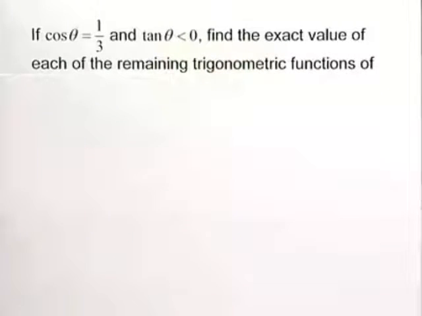Given the cosine value and the sign of the tangent, we want to find the remaining trig functions. All right, here the cosine is 1/3, and the tangent of theta is less than 0. That means that the tangent value is negative. We want to find the exact values of each of the remaining trigonometric functions of theta.